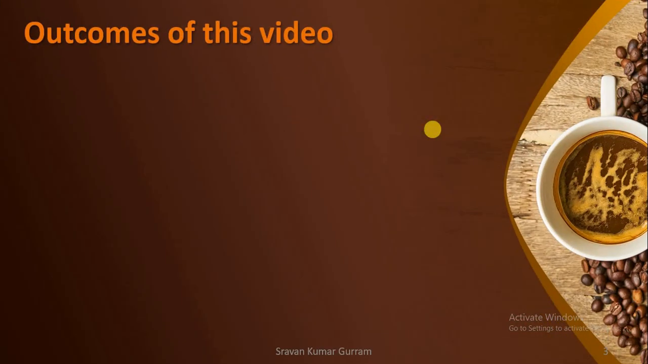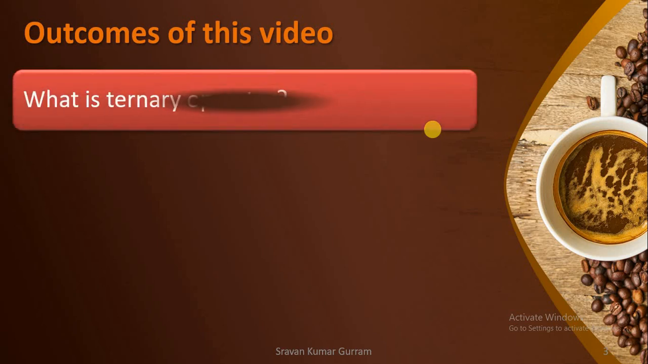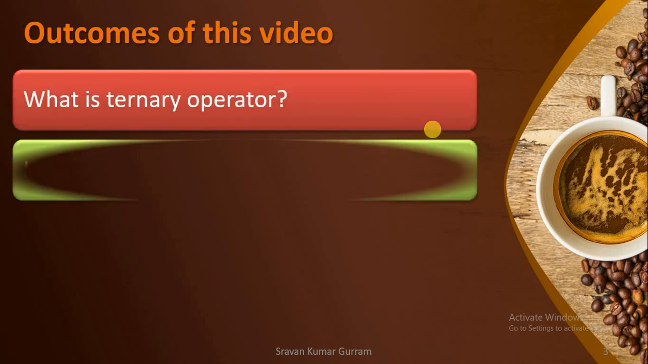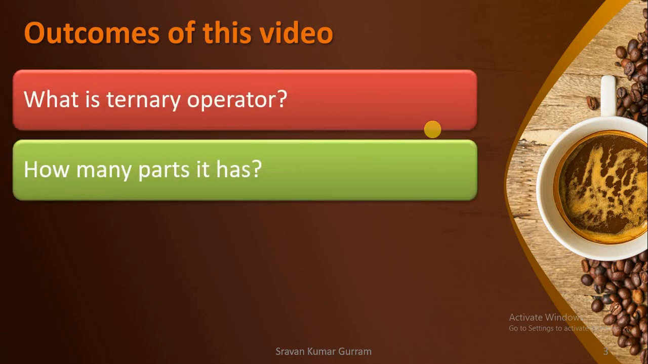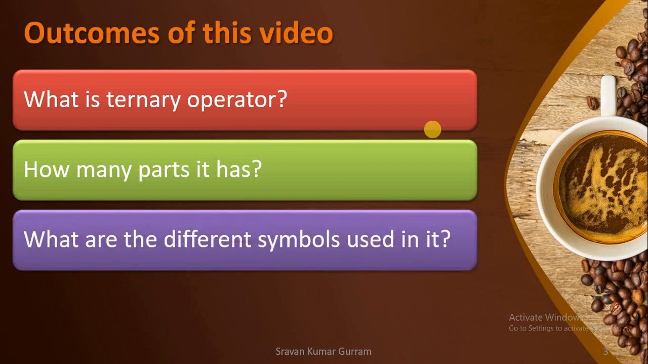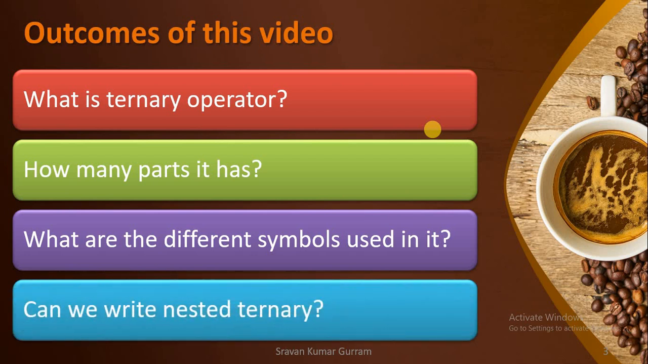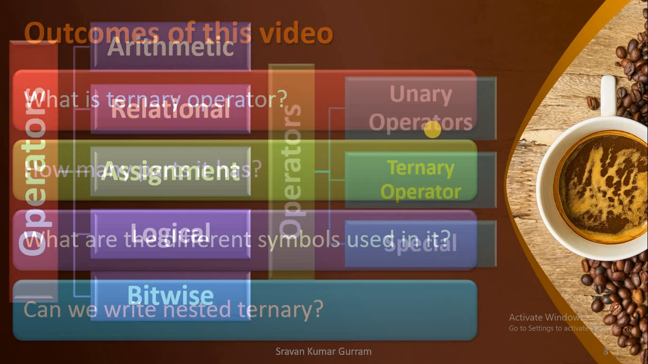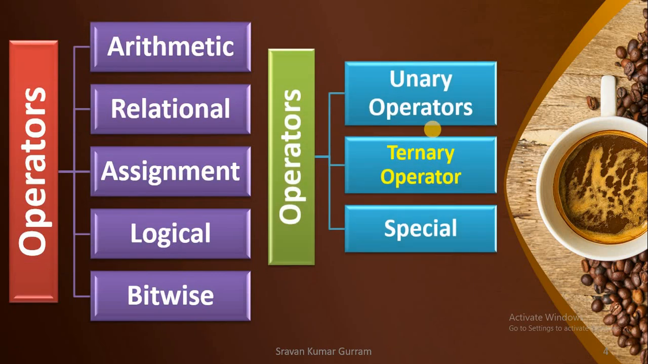After watching this video, you will be able to know what a ternary operator is, how many parts the ternary operator has, what the different symbols used in the ternary operator are, and whether we can write a nested ternary operator. As part of the operators concept, we covered all these operators, and in lecture 23 we covered unary operators also. So in this lecture we are going to cover the ternary operator.